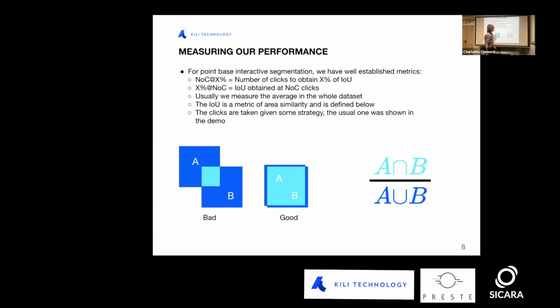So how do we measure performance? What we usually do in image segmentation is use intersection over union. But what we have to add here is the number of clicks. So there are two important metrics: the number of clicks to obtain X% IoU, and the IoU obtained with a given number of clicks. So for example, with 5 clicks, I get 80% IoU. And normally we take the average over the whole dataset.